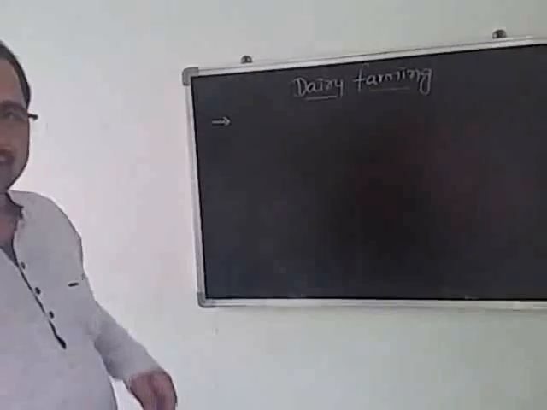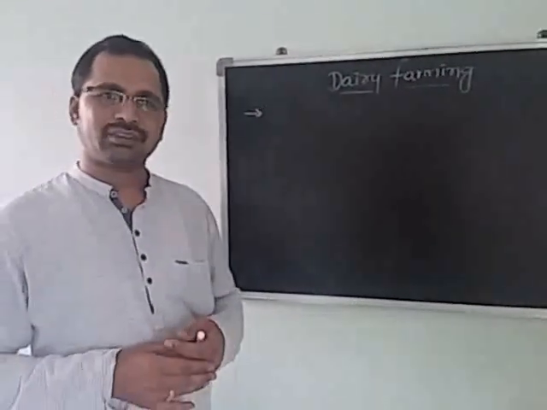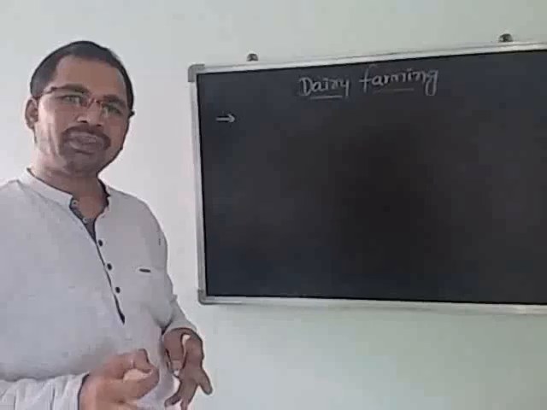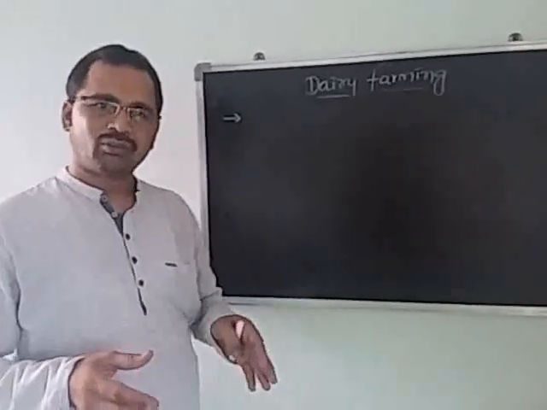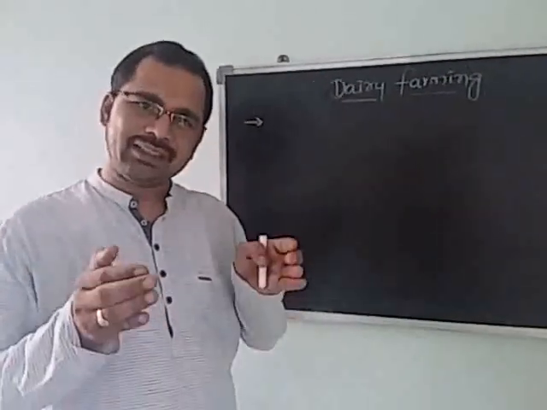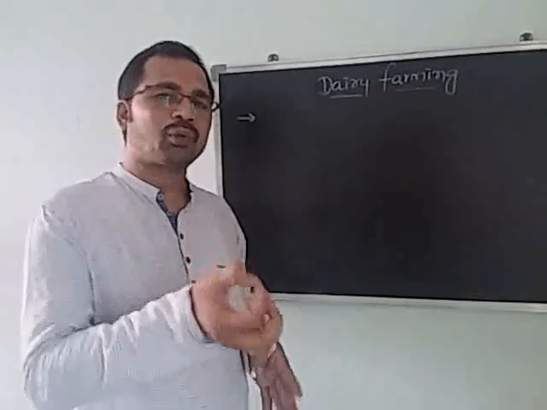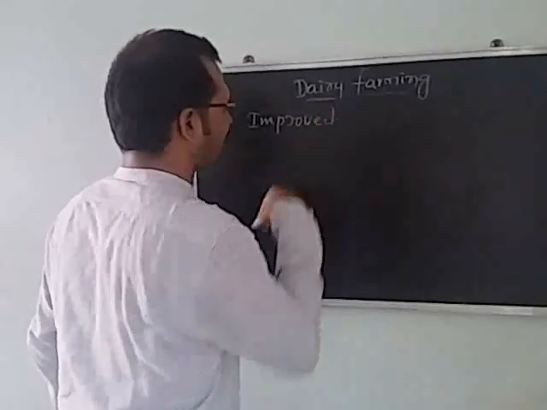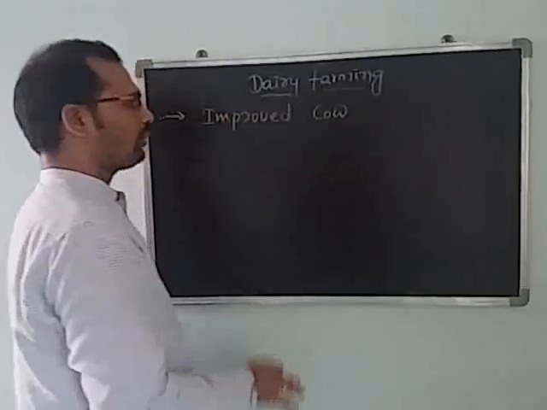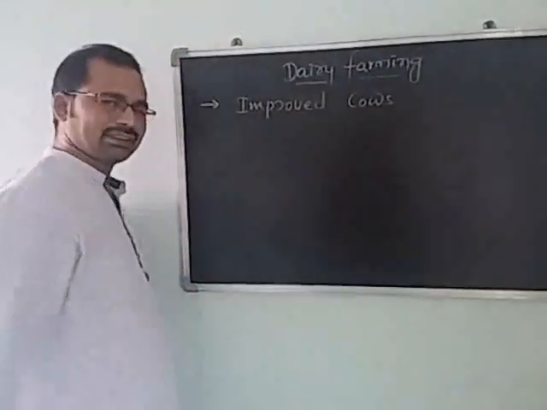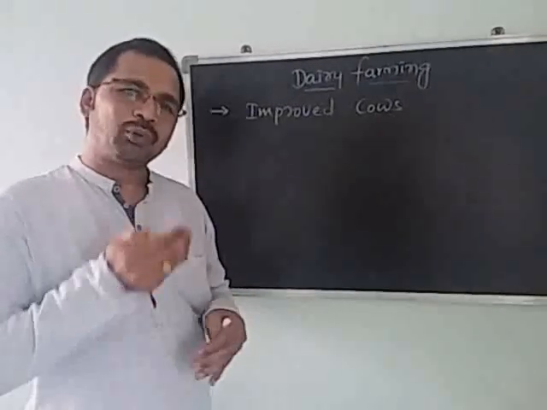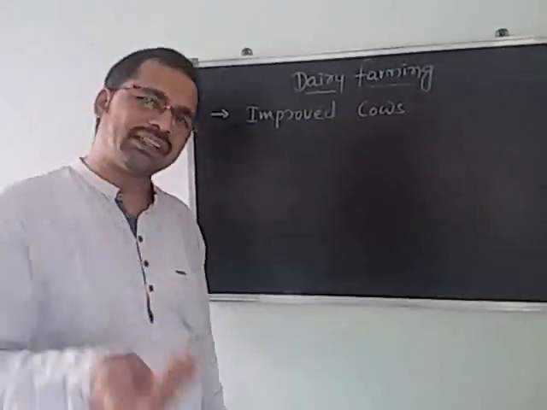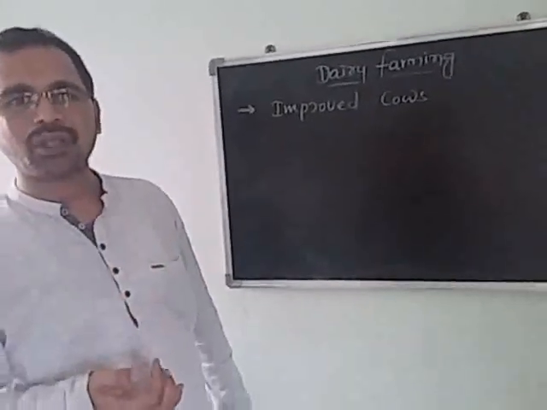The first one, which is very important in dairy farming, is to select good quality breeds, superior cows. Once we construct the dairy farm, we introduce improved quality cows. What are improved cows? Improved cattle provide good quality of milk. Both quality and quantity of milk is produced by these improved cows.